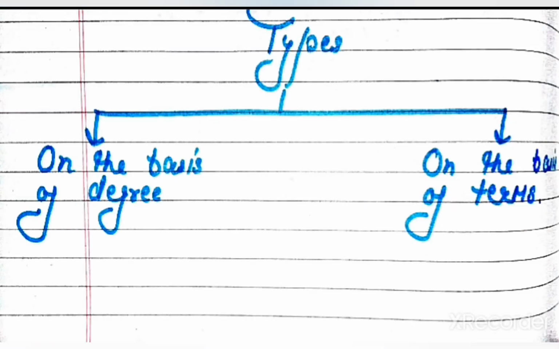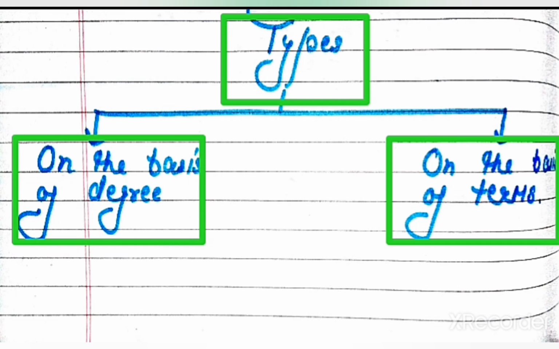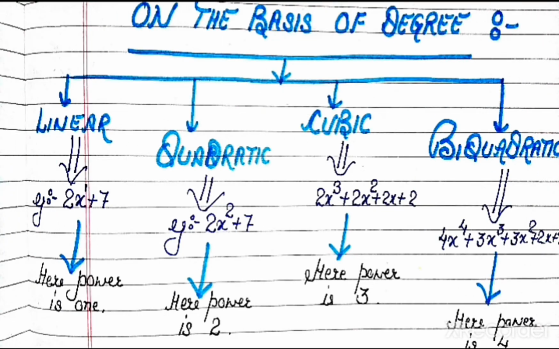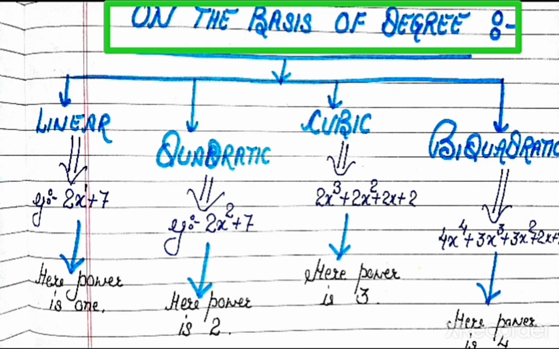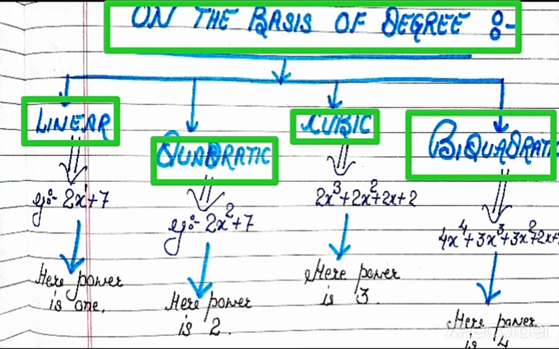We will discuss the types of polynomials. We can classify polynomials on the basis of the degree and on the basis of the terms. First we are doing the classification on the basis of the degree. On the basis of the degree, we can majorly classify it into four categories. The first one is linear, second is quadratic, third is cubic, and the fourth one is biquadratic.